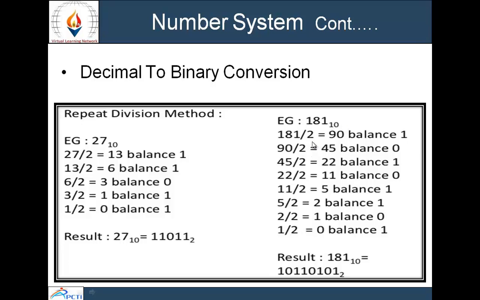Another example you can see here, that is 181 base 10, that is decimal number. To convert it into corresponding binary number, again we will use repeat division method, in which we will divide the number by 2 and write down the quotient and remainder, and at the end of this process we will write down the remainder from bottom to top.